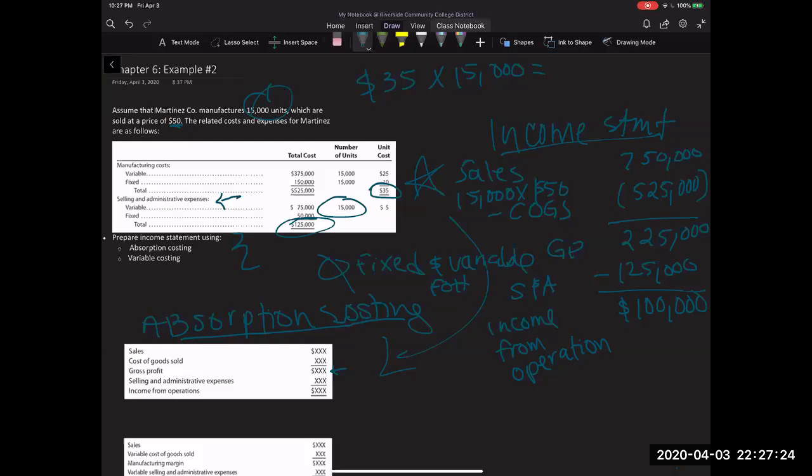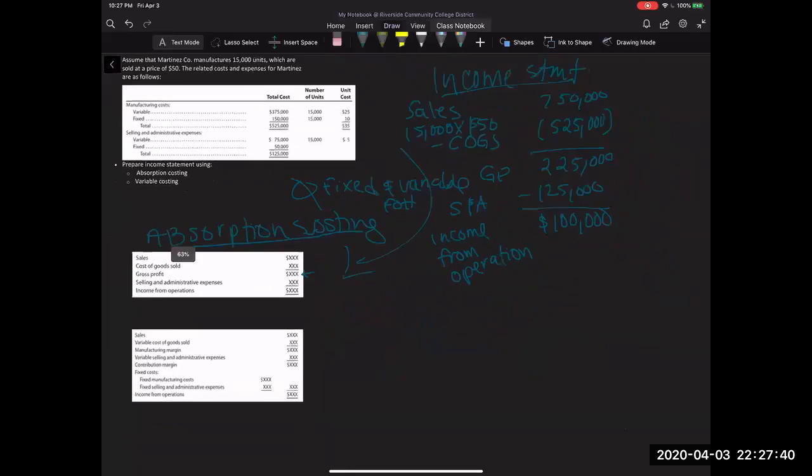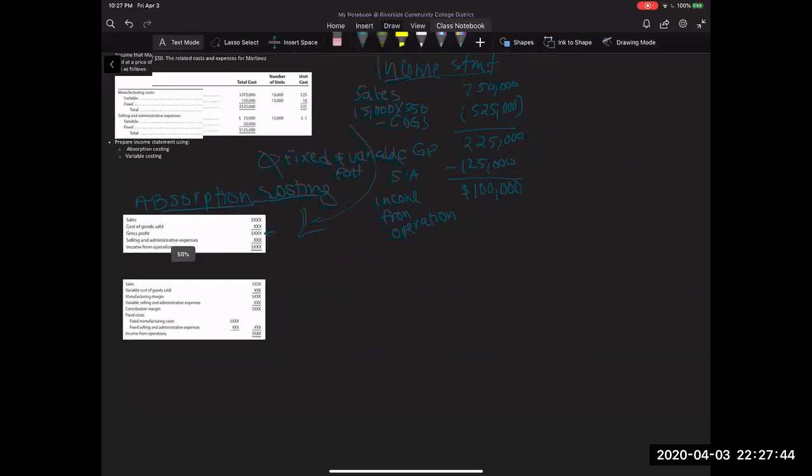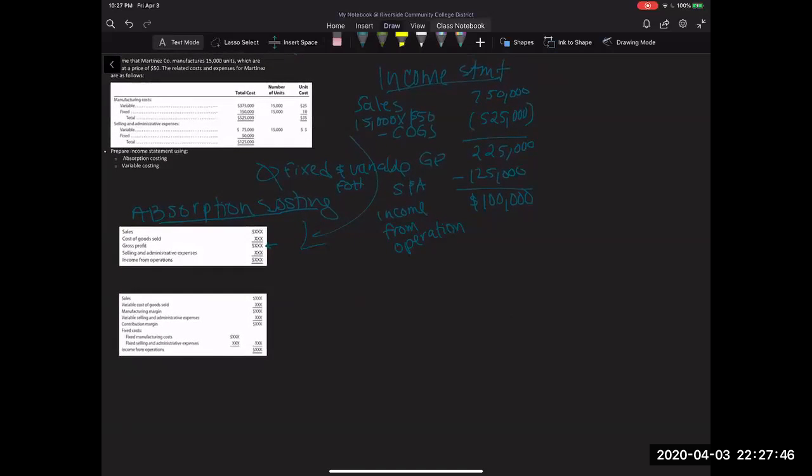So hopefully that made sense to you or you followed along. Of course, my handwriting is not the best, but hopefully you got a good understanding of how we went about doing that. So now with that, I am going to show you how variable costing is a bit different, okay, using the same information. All right, here we go. So here's our template for variable costing.